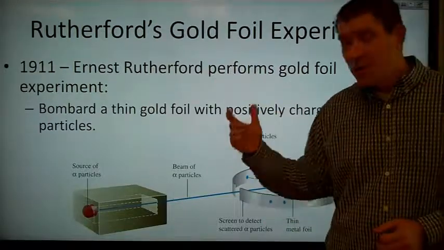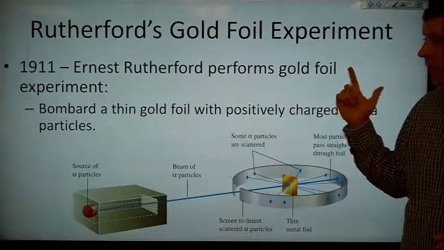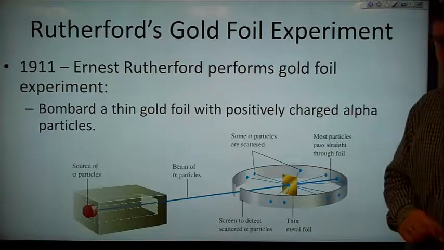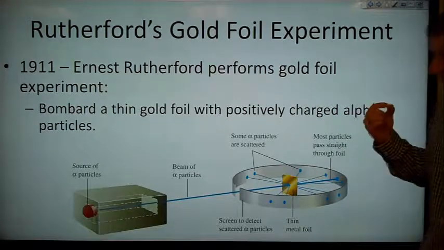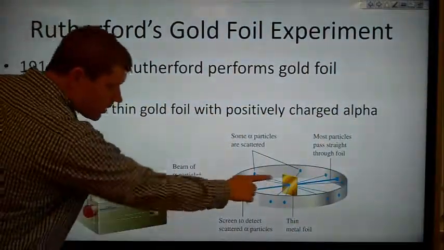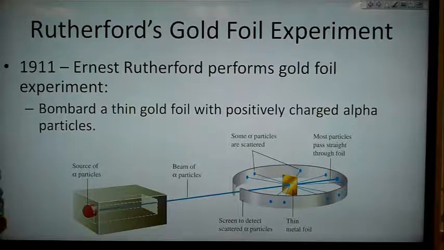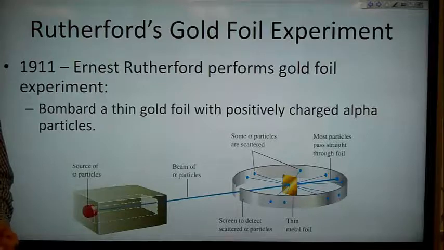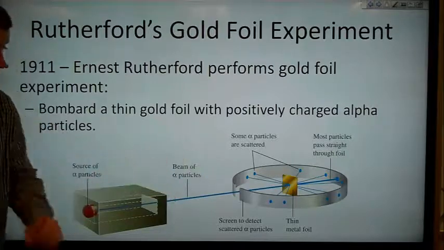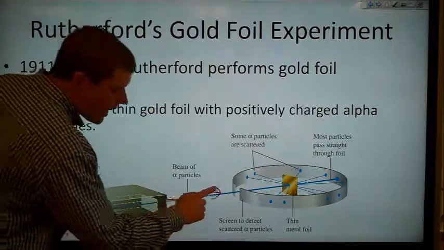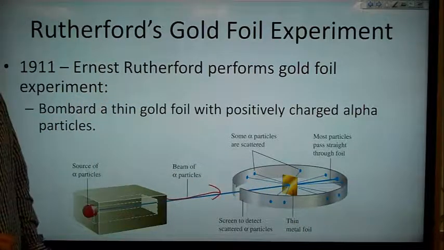So in 1911, Ernest Rutherford performs an experiment, his famous gold foil experiment. He takes a thin gold foil and he hangs it there. And into this thin gold foil, he shoots, from this direction, some positively charged alpha particles. Now we know that alpha particles are the nucleus of a helium atom. So it's 2 protons and 2 neutrons, so it has a charge of 2+. But all he knows is that they're positively charged, and so he's shooting these positively charged particles this way at this thin gold foil.